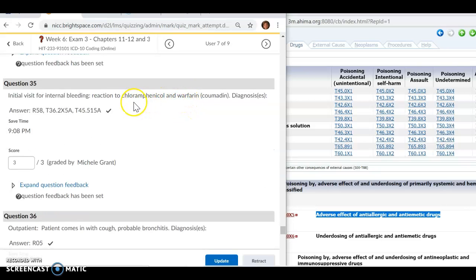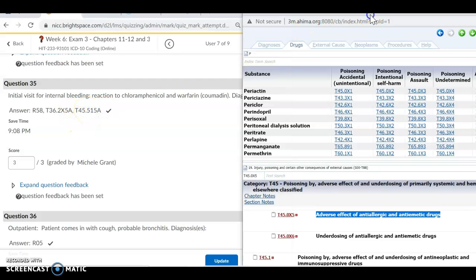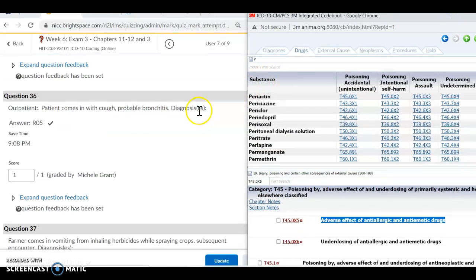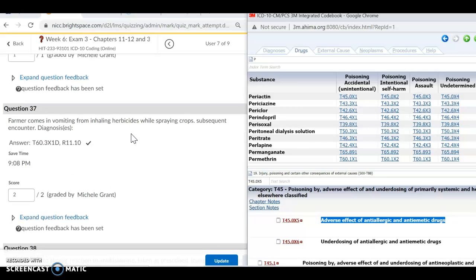Okay, so we have a reaction to, again, two different medications. Initial visit, this is an adverse effect. So I'm going to code the internal bleeding first, and then my two medications for adverse effect on my drug chart right here. Okay. Patient comes in with cough, probable bronchitis, outpatient. Outpatient, I cannot code probable. I have to code the cough. So what they're saying in outpatient, we don't have enough information yet.